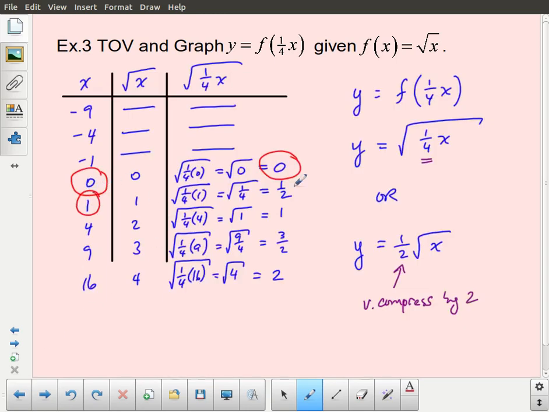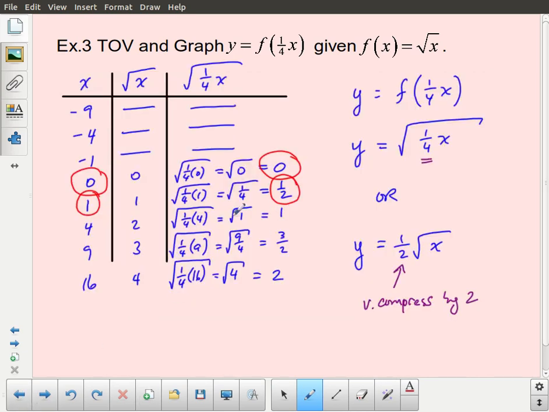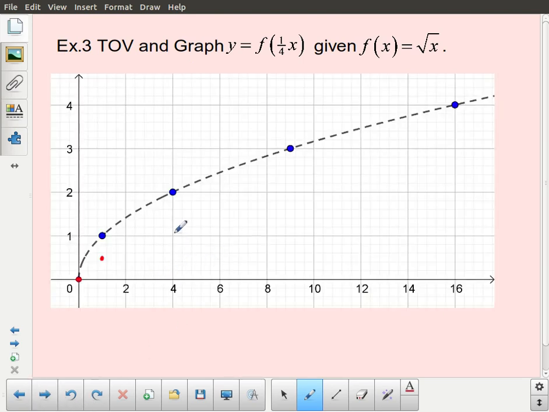Then we have the point 1, 1/2. So the point 1 and now 1/2 is going to be here, right in the middle of my grid. Then we have the point 4, 1. That should be easy to graph. 4, 1 is there. Then we had, and I'm not going to go back, then we had 9. 9 is right there. And 3 halves, which is 1.5, which is right here. And then we had at 16, we had 16, 2.